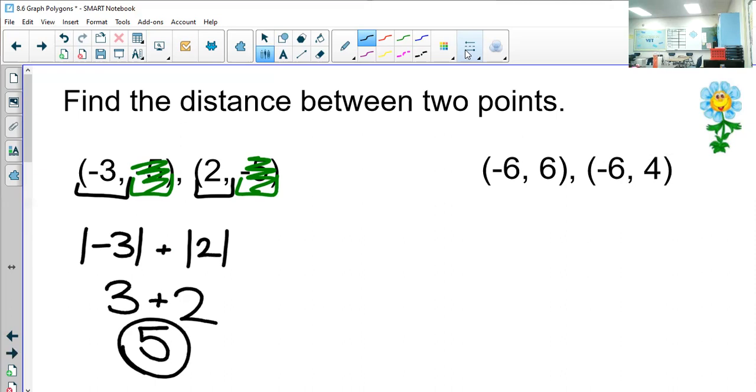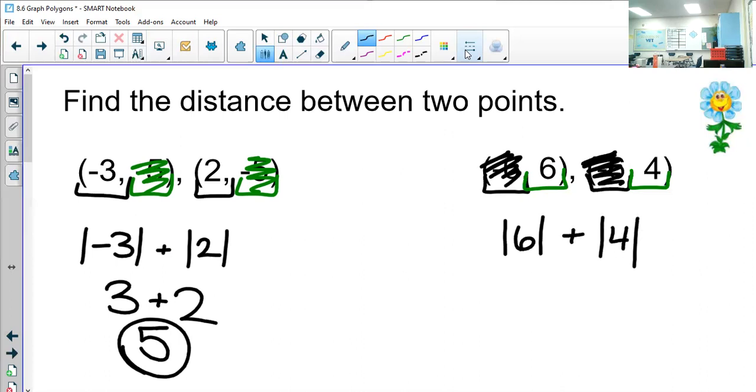I have (-6, 6) and (-6, 4). Again, we want to look and see which values are the same. My first ones are -6 and -6, and then I have 6 and 4, right? What do I have that's the same? Well, this time my x values are the same. So I'm going to cross off my x values and then do the absolute value of the y's. So the absolute value of 6 plus the absolute value of 4. 6 plus 4 is 10. That's how we do that, okay?